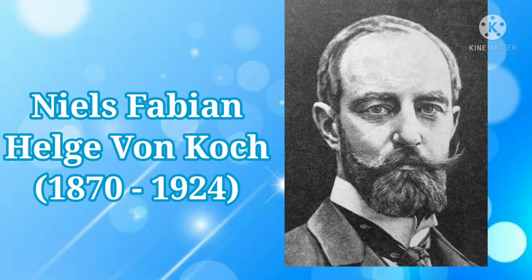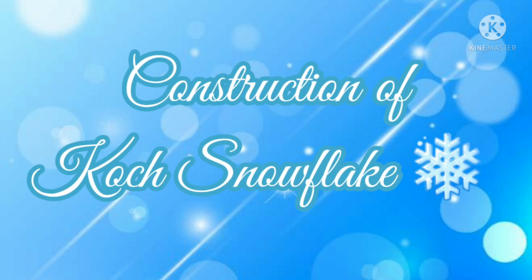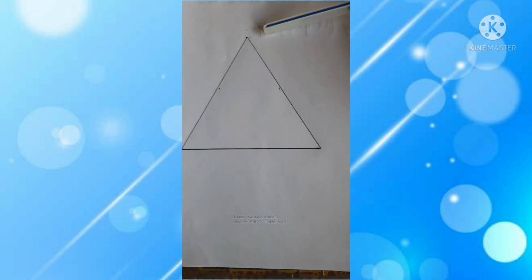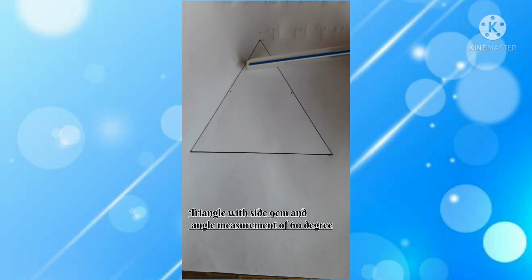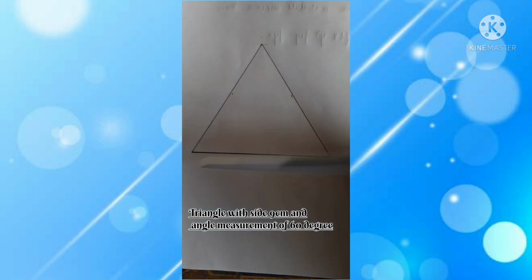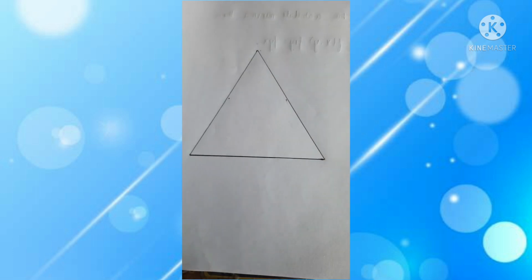So first we will see how the Koch snowflake is constructed out of an equilateral triangle. Here I have taken an equilateral triangle with a side measurement of 9 centimeters and an angle measurement of 60 degrees. And now I am going to divide all three sides into three equal parts and construct an equilateral triangle out of it. So it is going to look like this.